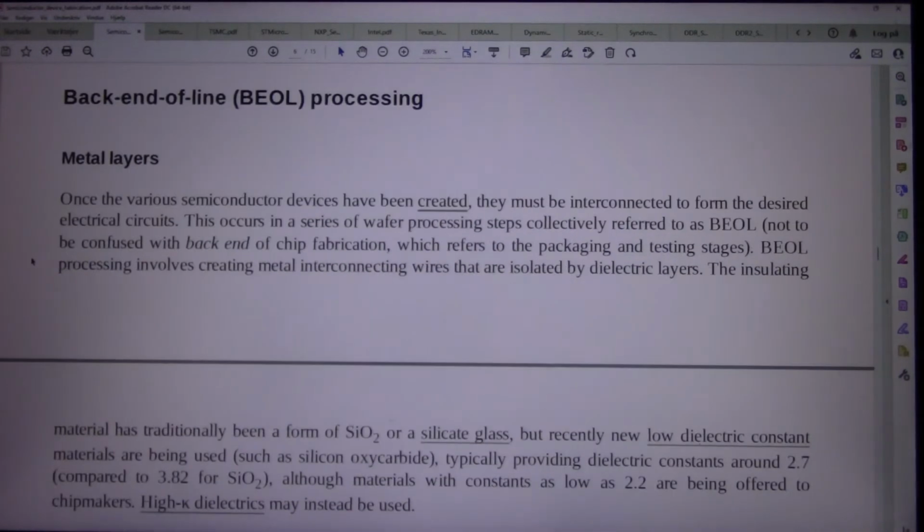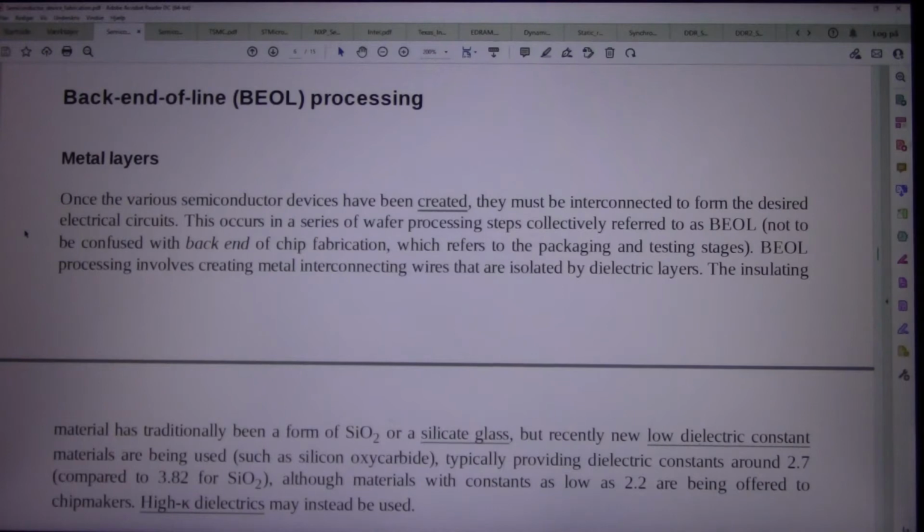Back end of line, BEOL, processing. Metal layers. Once the various semiconductor devices have been created, they must be interconnected to form the desired electrical circuits. This occurs in a series of wafer processing steps collectively referred to as BEOL, not to be confused with back end of chip fabrication, which refers to the packaging and testing stages.